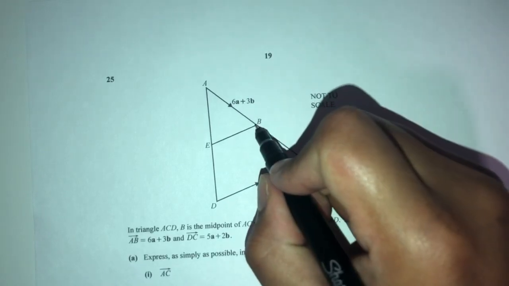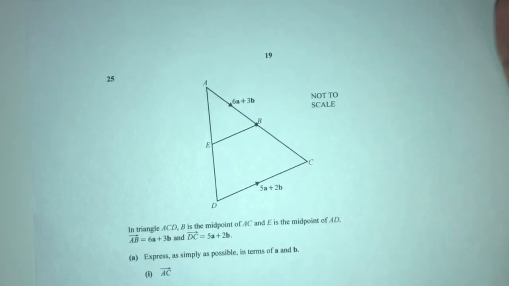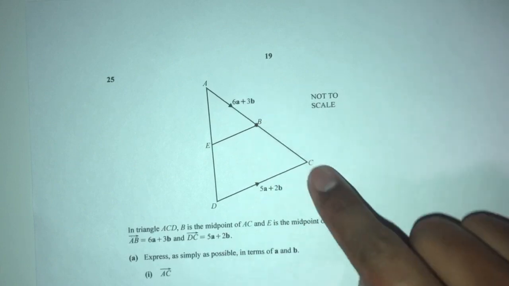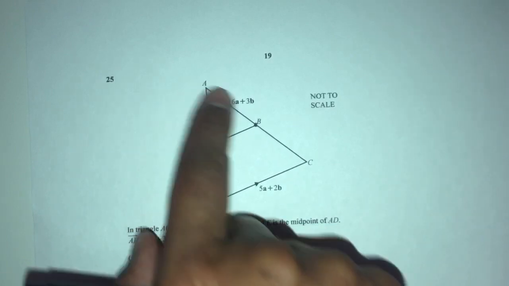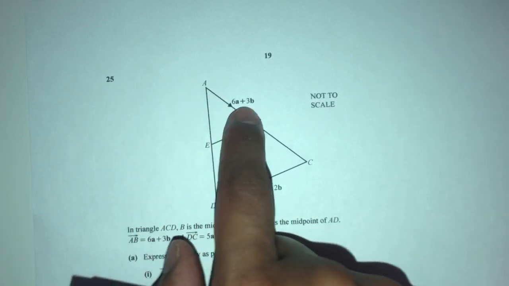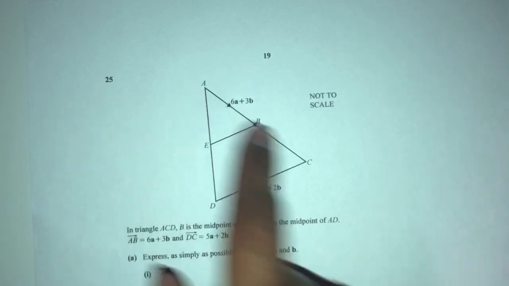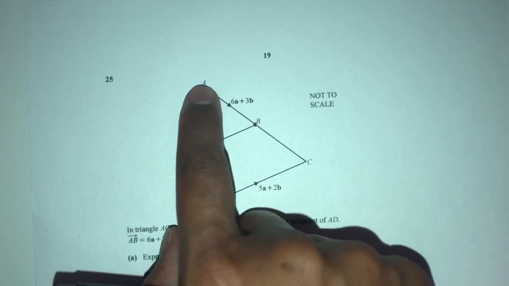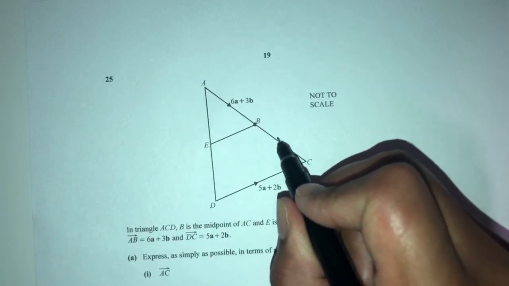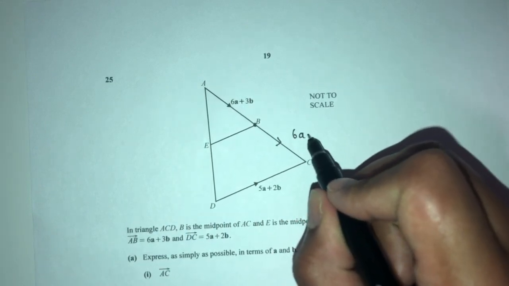So B is a midpoint of AC, which we cannot derive if this is the same distance. We know that AB is given to you by 6A plus 3B. So AB, A to B will be 6A plus 3B. But we know that B is a midpoint of AC. So obviously, this also has to be the same thing, 6A plus 3B.